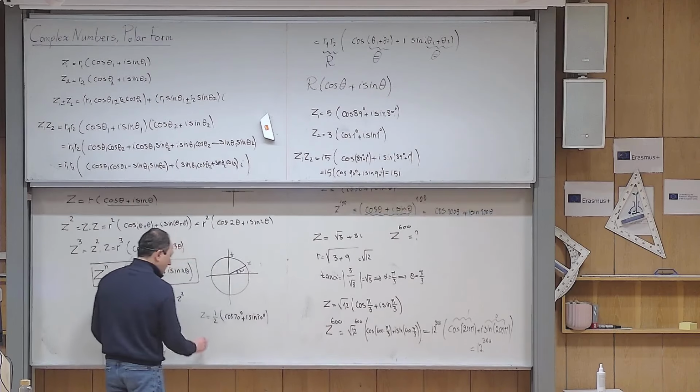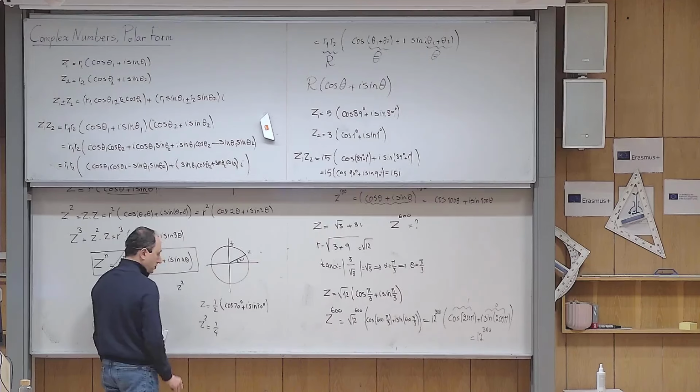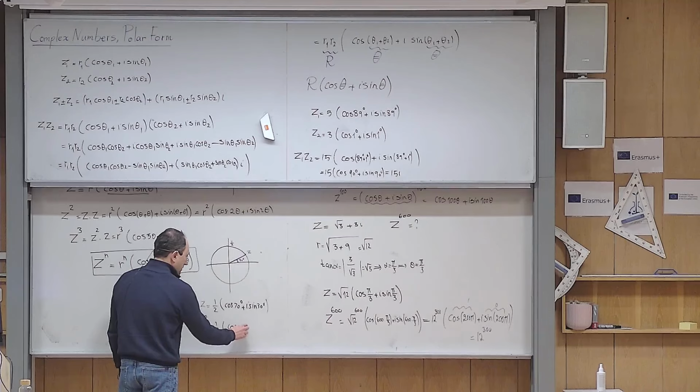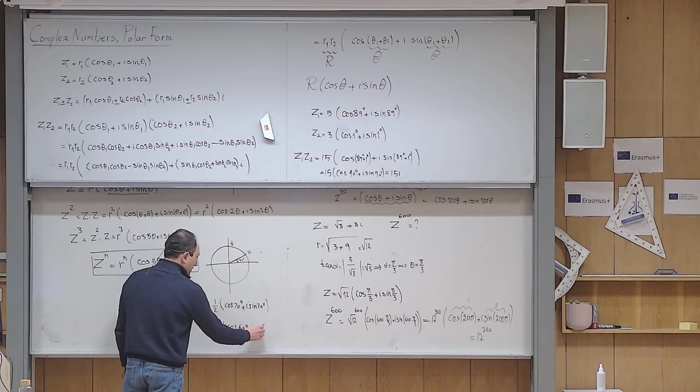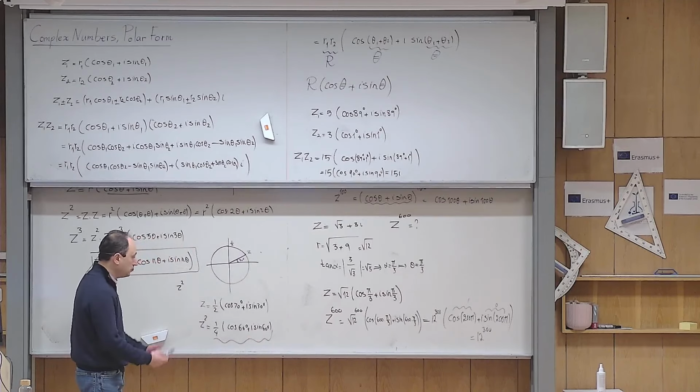And then you know the rule. If I want to raise it to power 2, what happens? This should be raised to power 2, which gives me 1 over 4. But the angle should be multiplied by 2, so it gives me cos 60 degrees plus i sin 60 degrees. Okay, but now this is a new complex number in a new polar form.